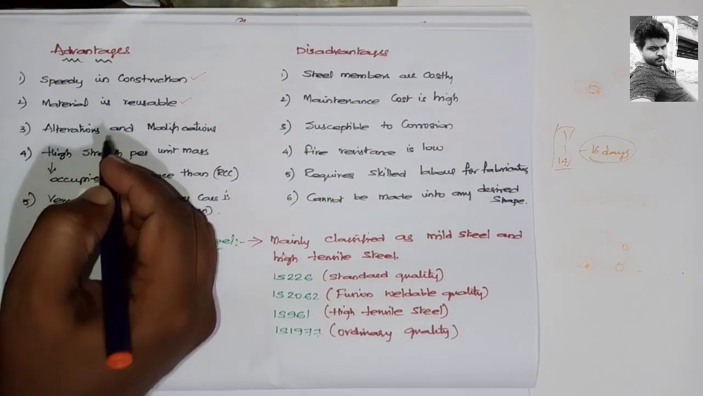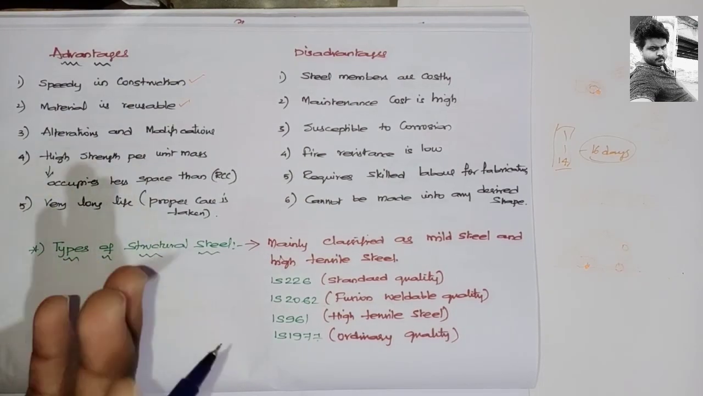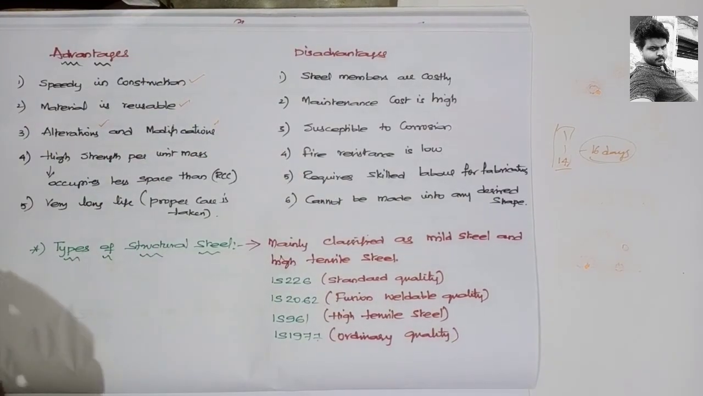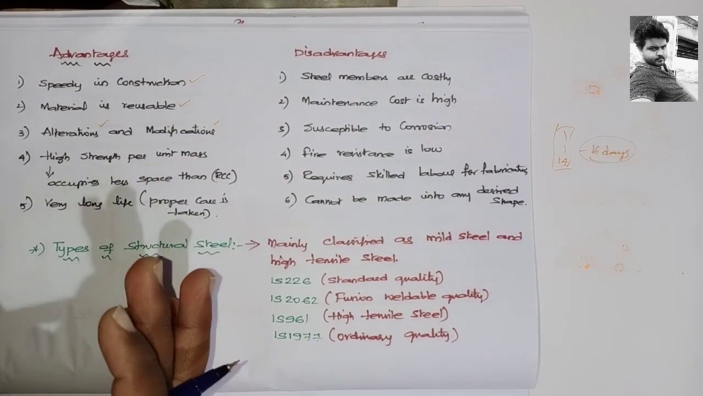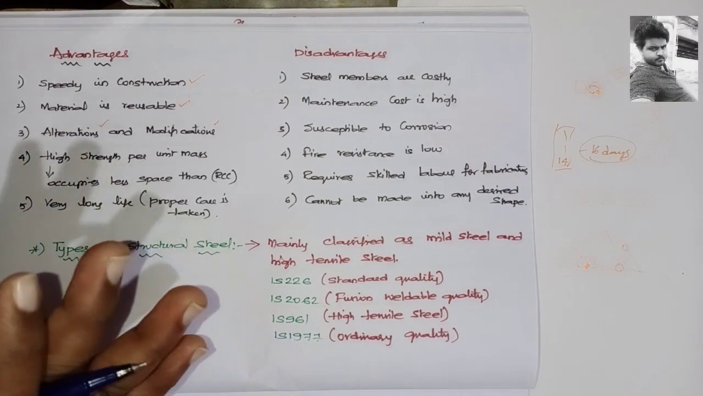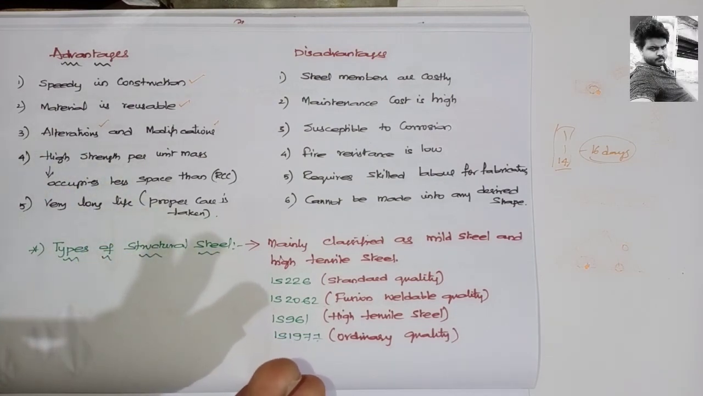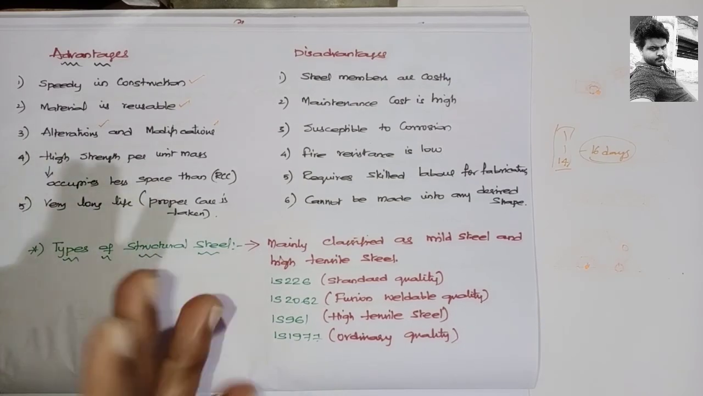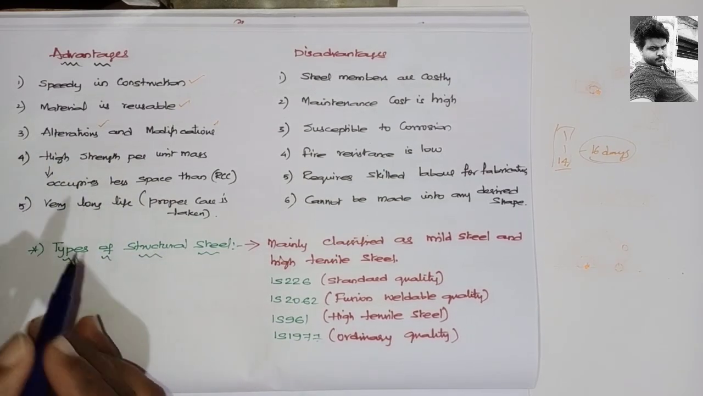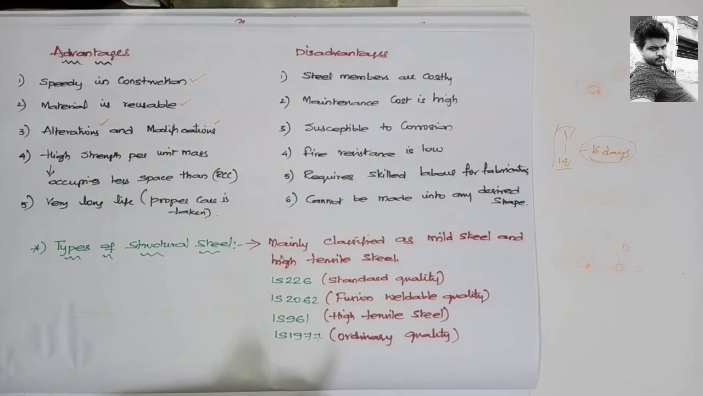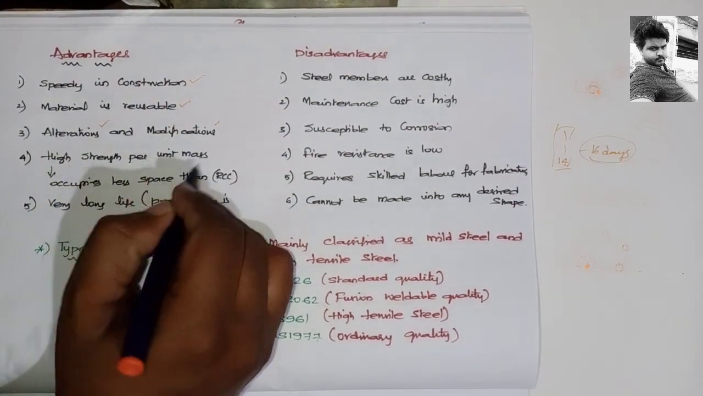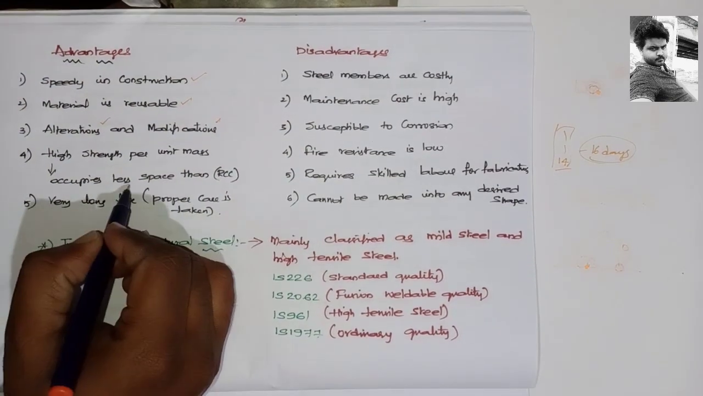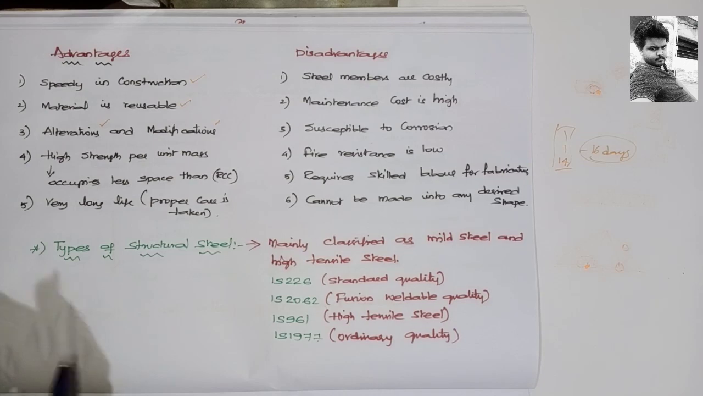Next, suppose I make any mistakes in the structure while working with steel, you can make alterations and do some modifications. Whereas if I make a mistake with RCC, it is not possible to make alterations, because it has to be dismantled, since once it is set, it is finished. Steel also has high strength per unit mass. We'll see the unit mass in the physical properties of steel structures, and it occupies less space compared to RCC.